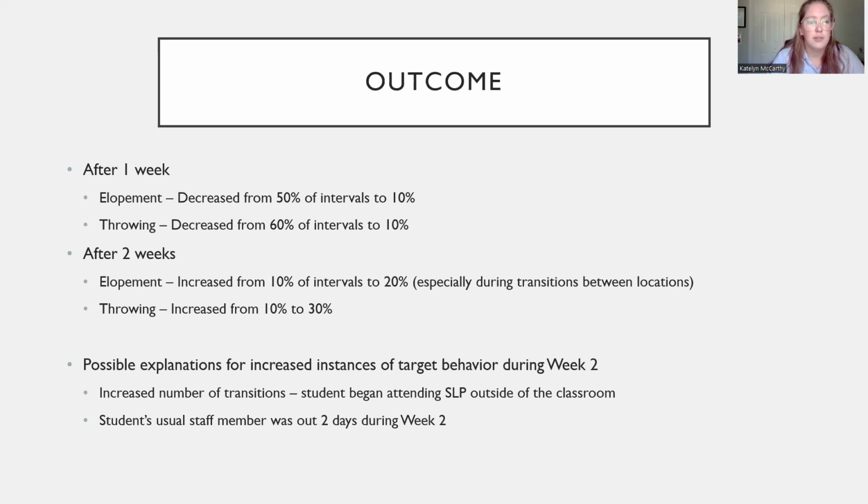So here was our outcome. After 1 week, the elopement had decreased from 50% of intervals to only 10%, and throwing decreased from 60% to 10%. This was huge and great. After 2 weeks, elopement had then increased from 10 to 20%, especially during transitions between locations. When he had to walk through the hall, there was increased elopement then, and throwing increased from 10% to 30%.